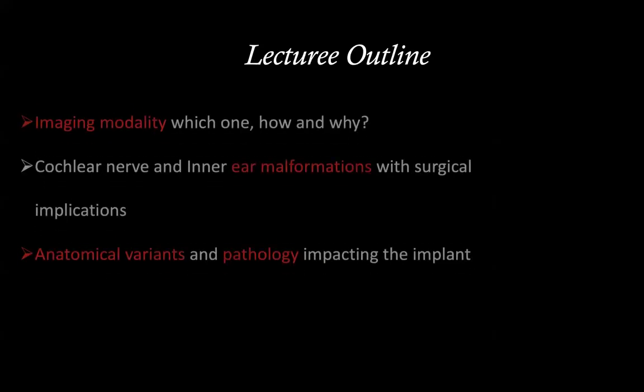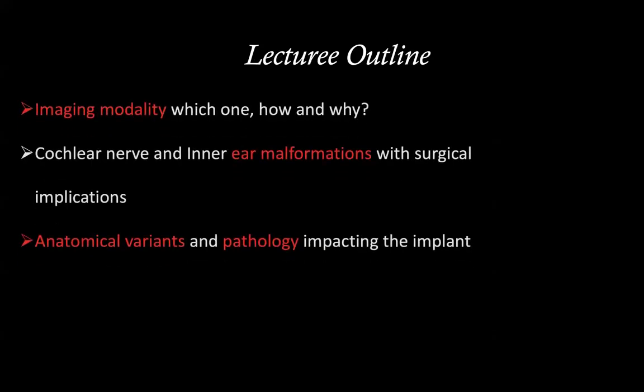So this is the lecture outline. First of all, I'm going to tell you which imaging modality is better, or if we need to use both CT, MRI, what about plain film, and so on. And then I'm going to speak about ear malformation, in particular cochlear malformation, with surgical implication. I will put another update lecture on the cochlear malformation, the classification, the implication for genetics, syndromic diagnosis, and so on. But in these specific cases, I just want you to focus on what information, again, the ENT wants to know. And then I will speak about anatomical variants or pathology that can impact the implant.